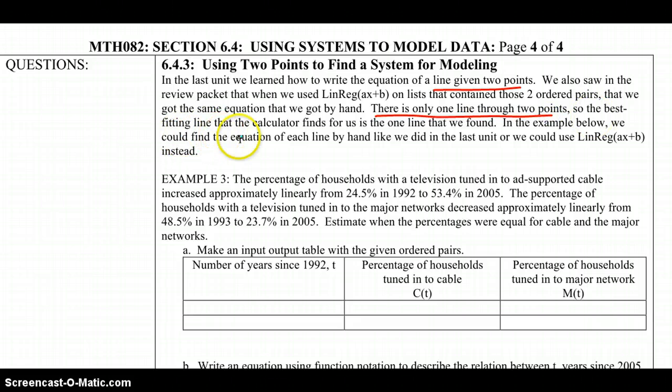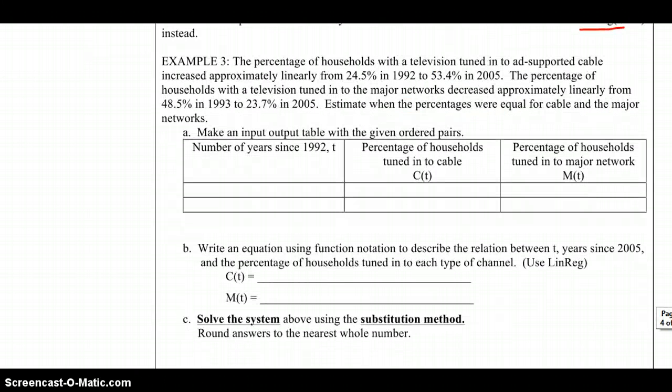So the best fitting line that the calculator finds for us is the one line that we found when we did things by hand. In the example below, we could find the equation of each line by hand like we did in the last unit, but dealing with real-world data, sometimes those coefficients aren't so nice. So we're instead going to use linear regression on the calculator.